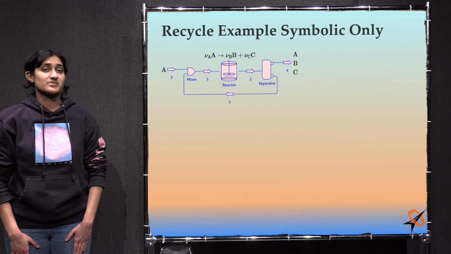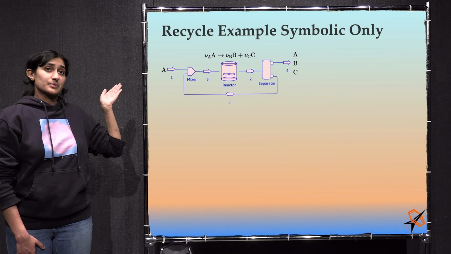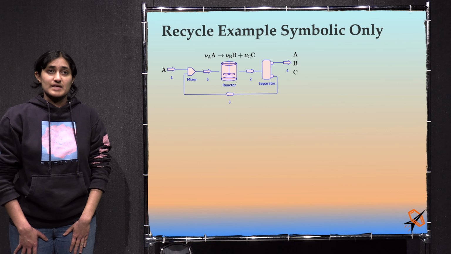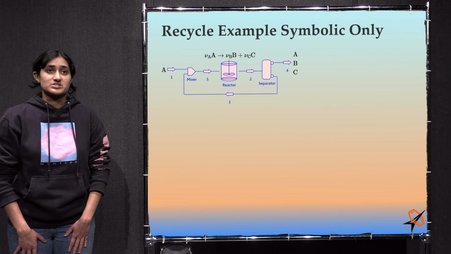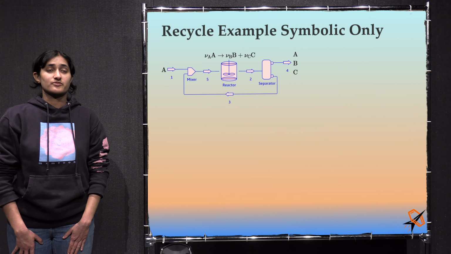Here we have a PFD of a system with a mixer, a reactor with a single reaction, a separator, and a recycle loop. The reaction is stoichiometric coefficient of A times species A goes to the stoichiometric coefficient of B times species B, and the stoichiometric coefficient of C times species C. We'll assume the stoichiometric coefficients are known. Don't forget, negative for reactants and positive for products.